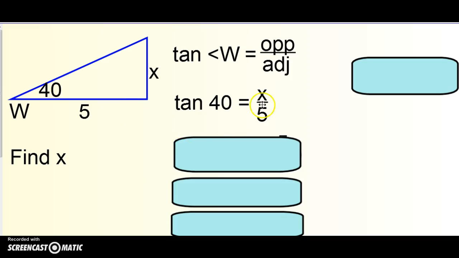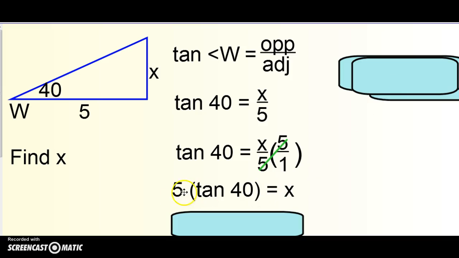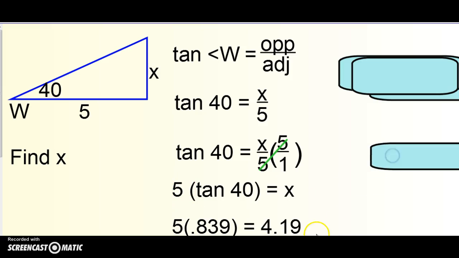Then just continue processing. You'd want to get that 5 to the left-hand side of the equation. So you say multiply this side times 5, and the 5's cancel out. Now you have X alone. And if you multiply this side times 5, you have to multiply the other side times 5. Your calculator should have a tangent button. So you'll type in your calculator tangent 40, and it'll give you a decimal, and then multiply it times 5, and you'll get the length of the other side, 4 and 1900ths.